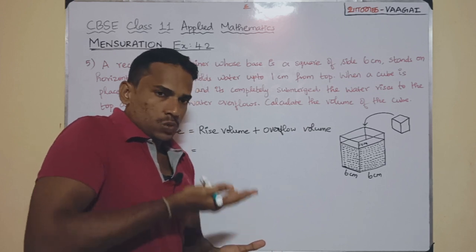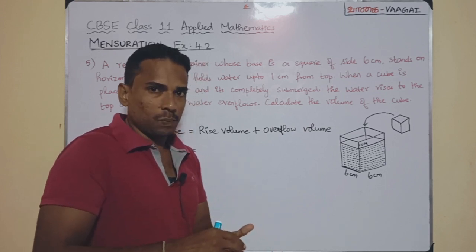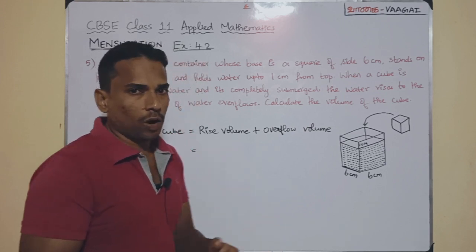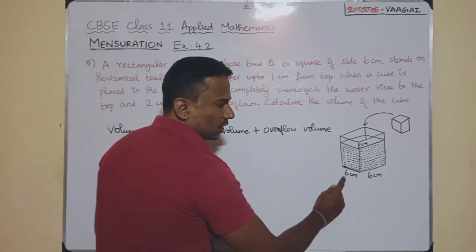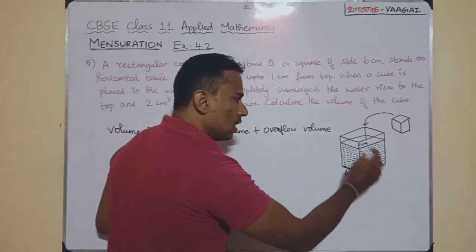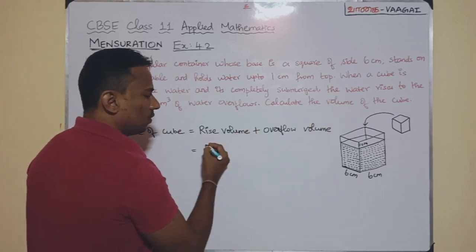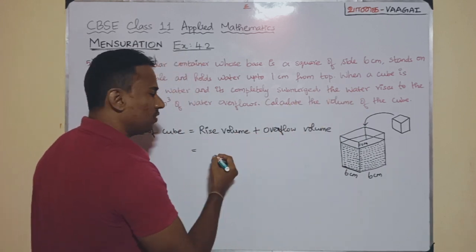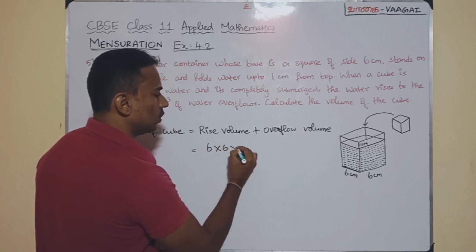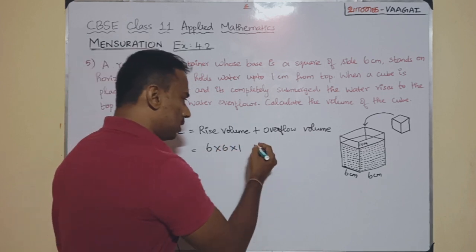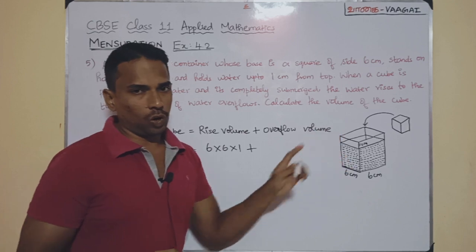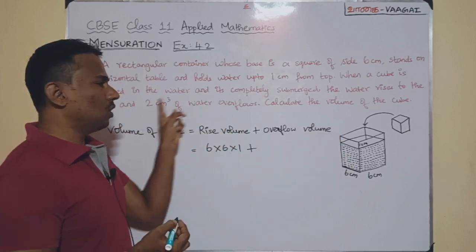So the rise volume will be again taking the shape of a cuboid only. The cuboid whose dimensions are going to be 6 centimeter by 6 centimeter with a height of that rising level 1 centimeter, which means the rise volume will be nothing but the volume of that cuboid, which will be 6 into 6 into 1 plus the overflow volume is already there in the question itself.